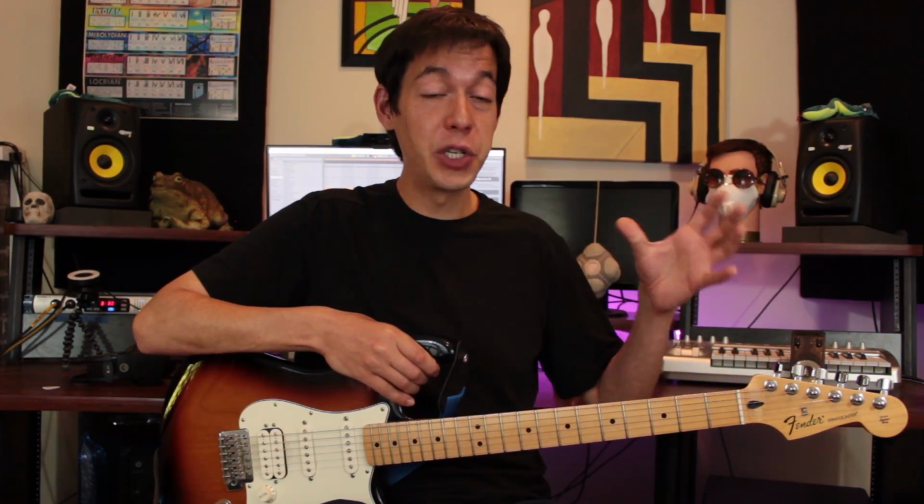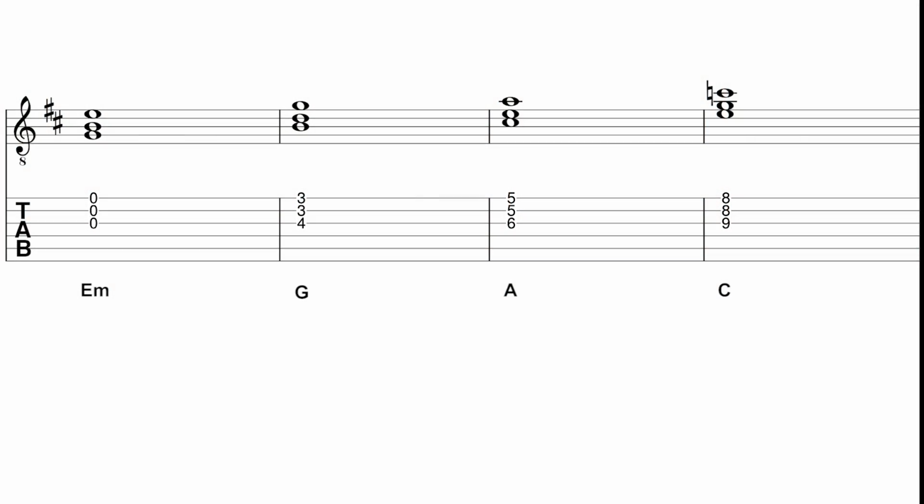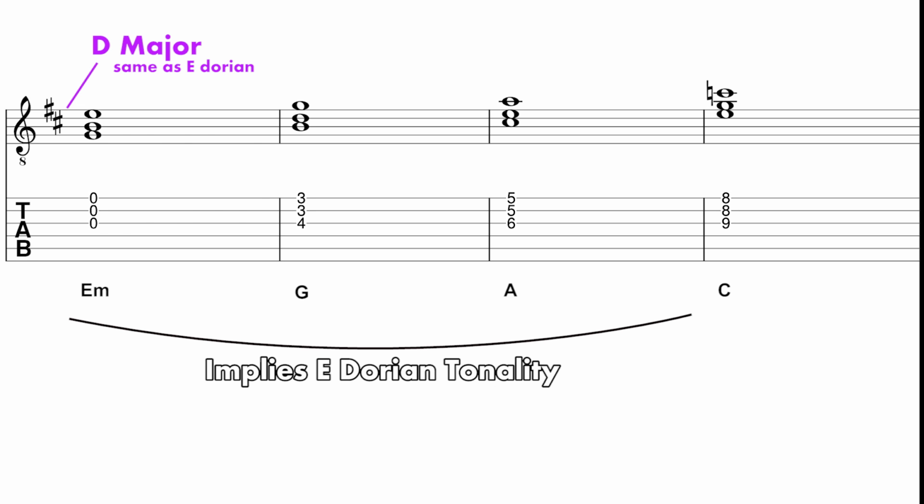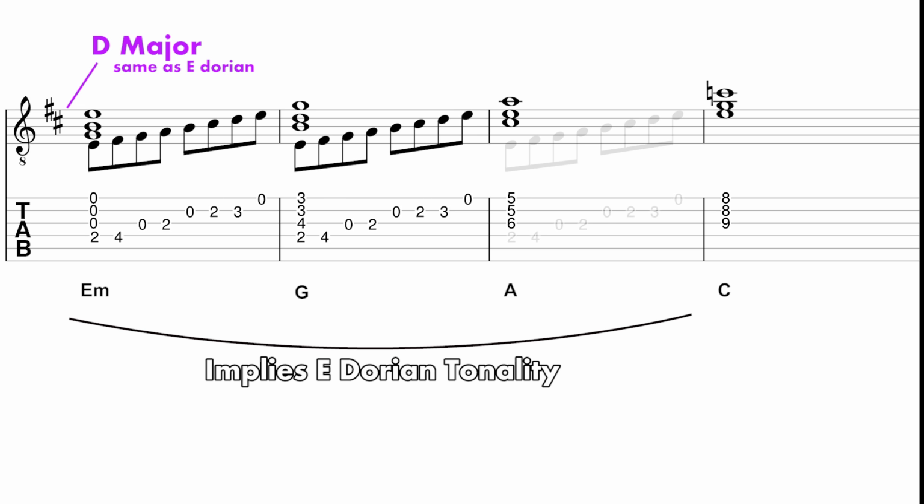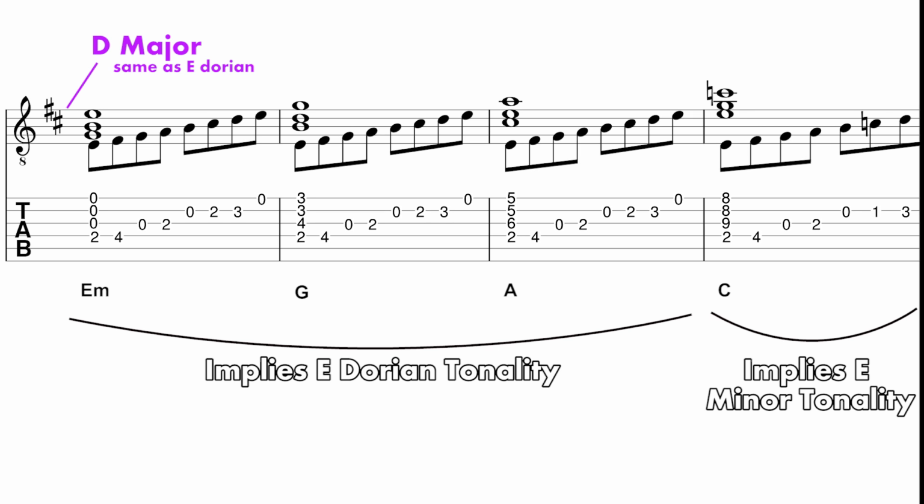And if this kind of thing was going on throughout the song, I would actually write this in a different key signature. I would really write this with the key signature of D major, which is the same as E Dorian. And that's less accidentals, and it really helps us understand what the lead player should be doing. They should be playing lots of C sharps over the E minor chord, over the G chord, over the A chord. And it's only when the C chord comes around where the C natural starts coming back.